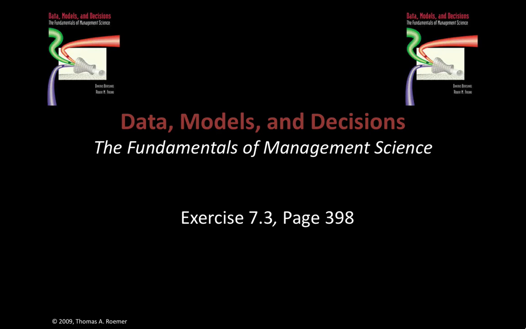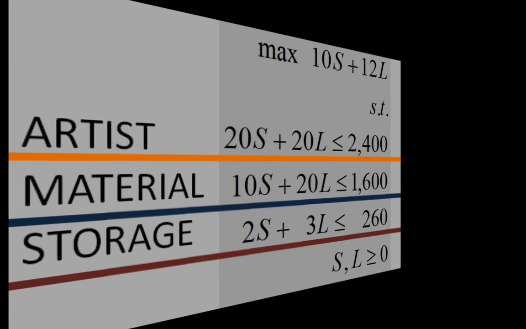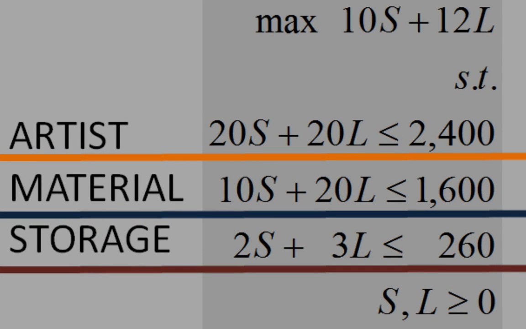Previously, in tutorial 1, we discussed this problem, we formulated it as a linear programming problem, and solved it graphically. Recall that in this problem we had an artist manufacturing vases. The artist had a limited amount of time, 2,400 minutes per week. He had limited material and limited storage. He had to decide how many small and how many large vases to produce so that his profit would be maximized.